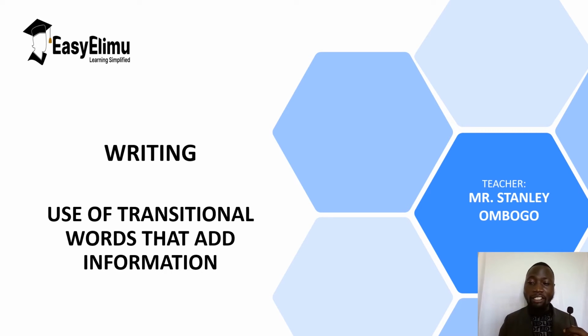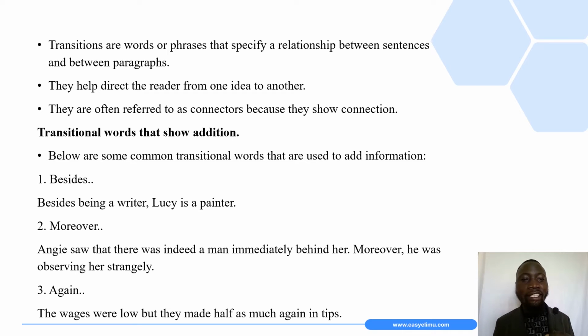So first things first, I'm gonna start by defining the two terms, that is transition and phrases, before we get to look at the main things. So transitions are words or phrases that specify a relationship between sentences and between paragraphs. So they can also be called connectors simply because they join two ideas in a sentence.